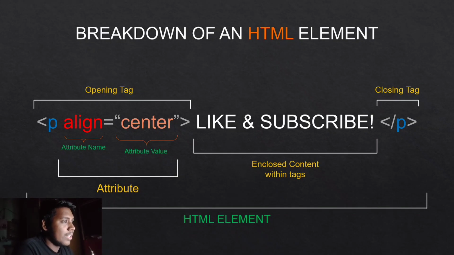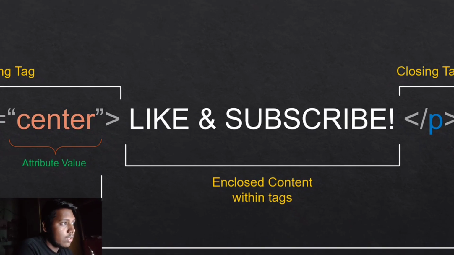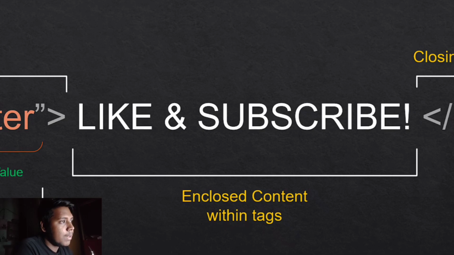Let us understand the breakdown of an HTML element. So first, as you can see, the HTML element starts with an opening tag and ends with a closing tag. And in between those 2 tags there is an enclosed content. The enclosed content is basically the content which you are going to put into your web page.